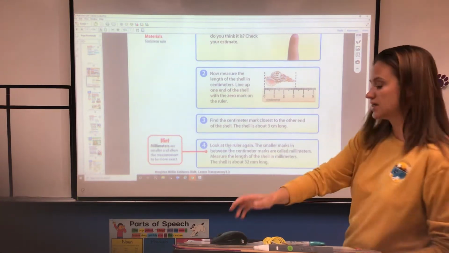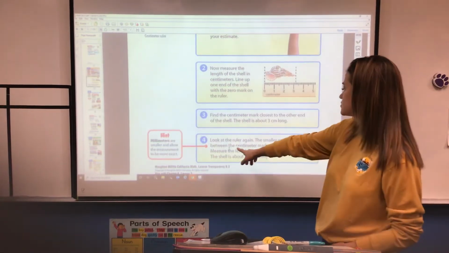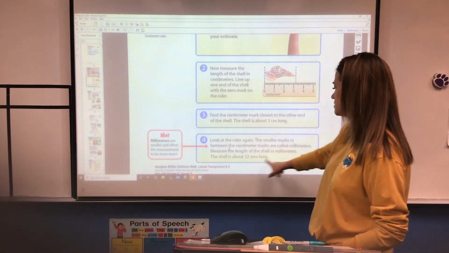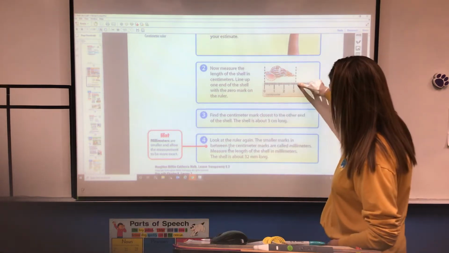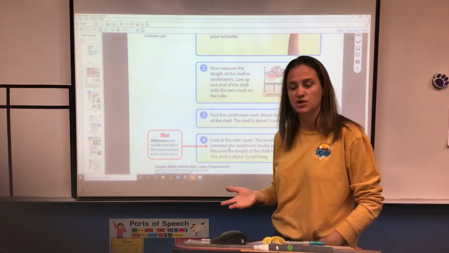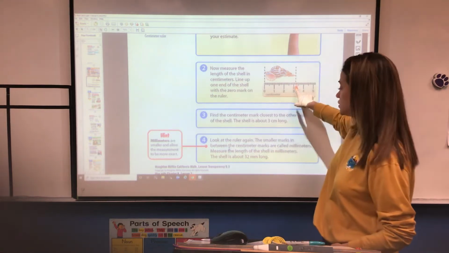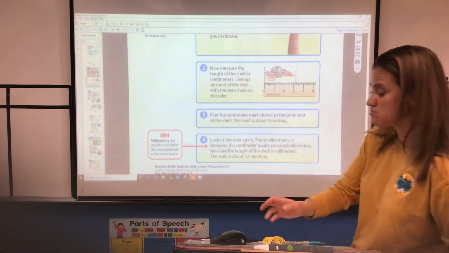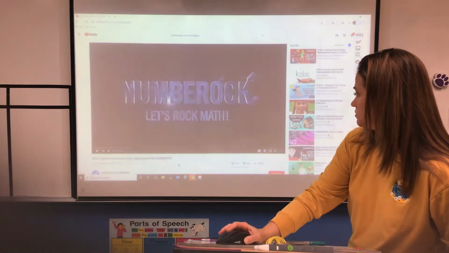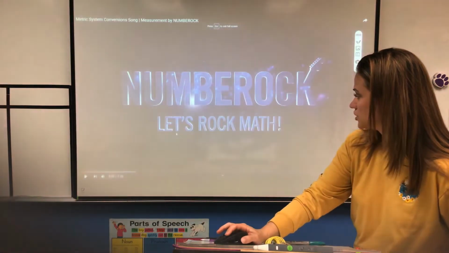Look at the ruler again. The smaller marks in between the centimeter marks are called the millimeters. Measure the length of the shell in millimeters. So the shell is about 32 millimeters. So if you were going to estimate in centimeters, you'd say about 30, but if you were going to be exact with the millimeters, you'd go to 32. So we're going to watch a small video on centimeters and millimeters, and it'll give you some other measurements too, just for the future.